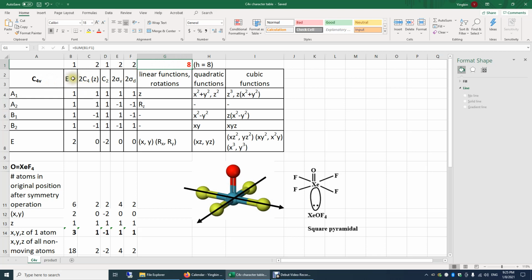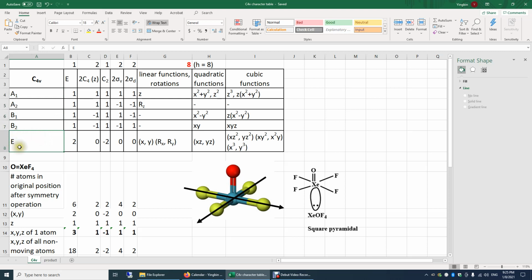Again, let's sum up the symmetry operations: 1, 2, 1, 2, 2. The total is 8. And now if we have 5 symmetry classes, there's got to be 5 irreducible representations. So we have 5 rows and 5 columns. Now let's look at this character table. If you see +1, that means symmetric. If you see -1, that means anti-symmetric. If you see 0, that means neither symmetric nor anti-symmetric.